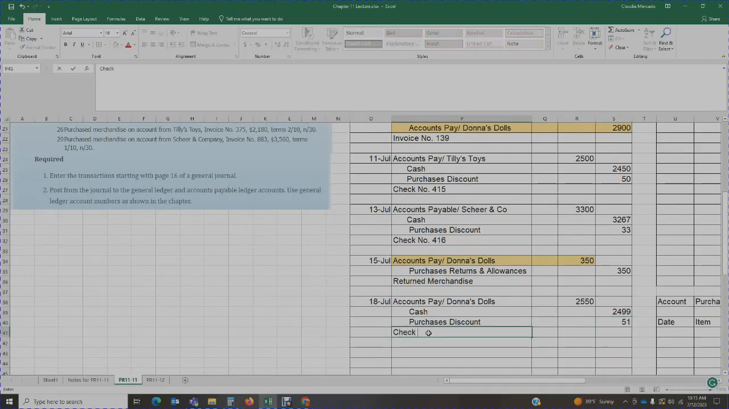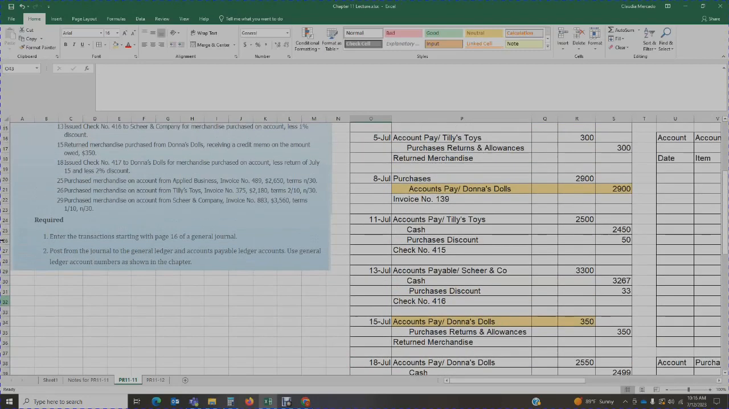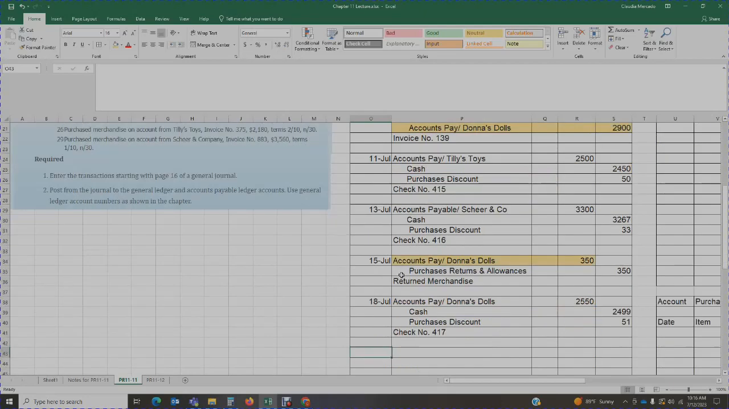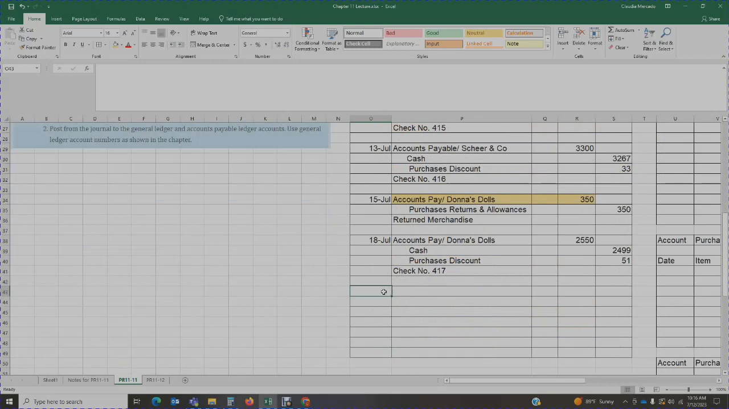Okay, and how do we pay? We pay with check number 417. That happened on the 18th. Okay, on the 25th, we purchased merchandise on account from Applied Business, invoice number 489 for $26.50, terms net 30. So Applied Business is not going to get a discount. They're basically saying everything is due in 30 days. So let's go ahead and let's record the purchase on account. This is happening on the 25th.